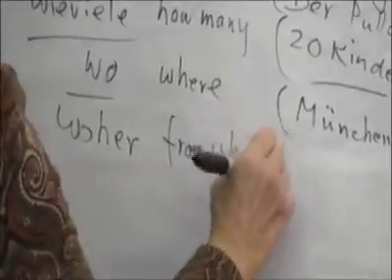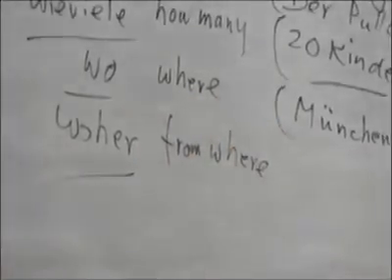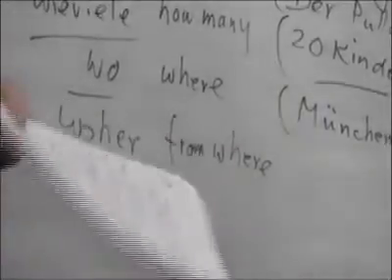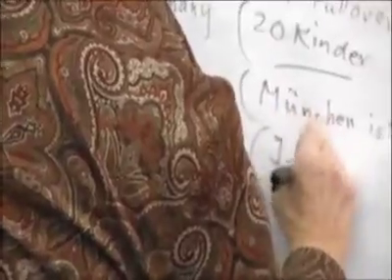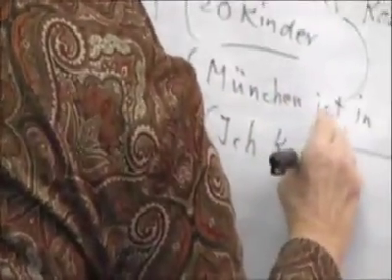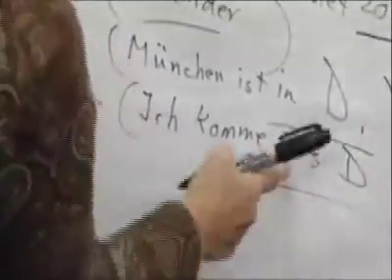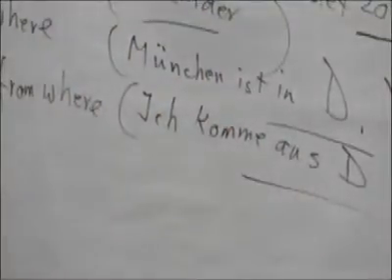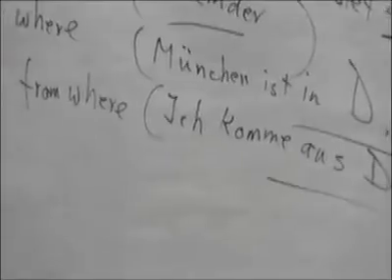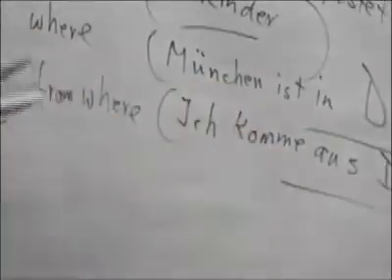Then woher is asking, from where? And when we meet somebody, we want to know where they are from. So we would say, woher bist du? Woher kommst du? Yeah? And somebody might say, ich komme aus Deutschland. Yeah? Aus Deutschland, from Germany. And the question would be, woher kommst du? And the answer would be, ich komme aus Deutschland.